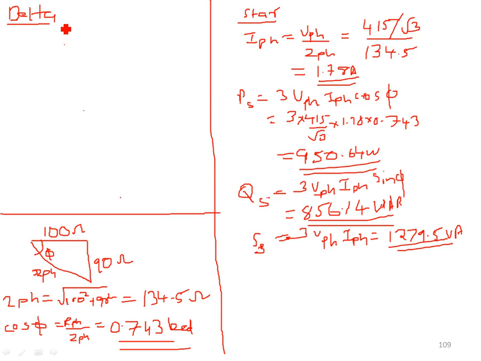In the case of delta connection, what is V phase? V phase is equal to line voltage itself, that is given as 415 volt. Therefore, phase current I phase is given by line voltage VL by Z phase. VL is 415 divided by Z phase, 134.5. So phase current is 3.08 ampere.